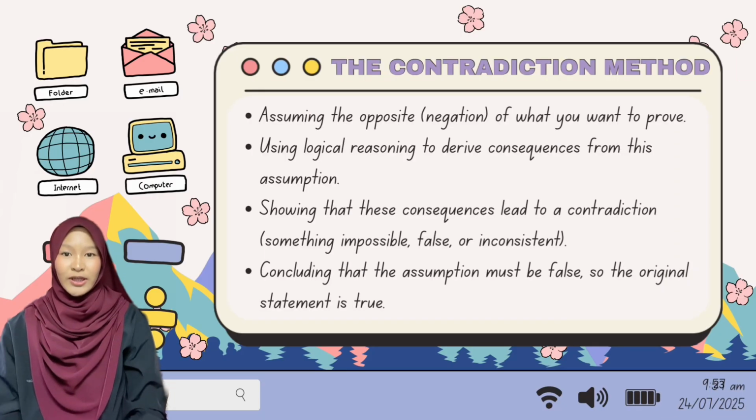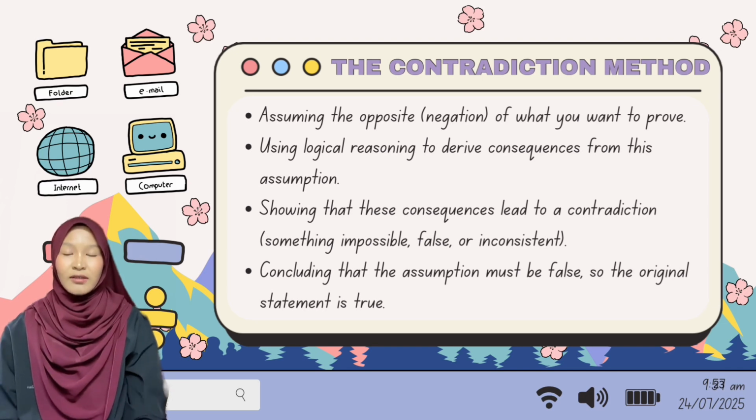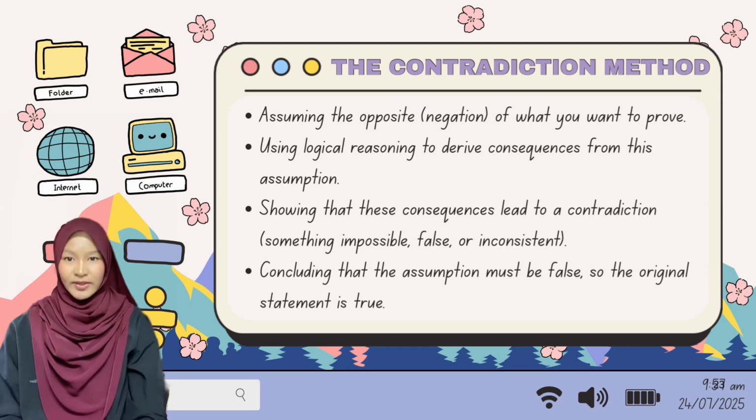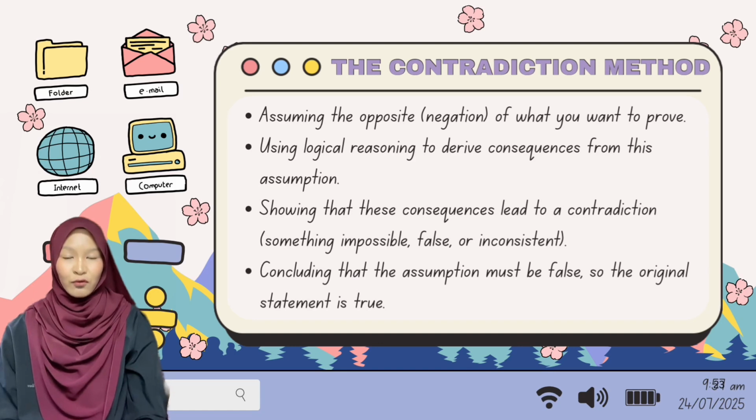I'm going to explain about the contradiction method. The contradiction method is when we assume the opposite, the negation, of what we want to prove, using logical reasoning to derive consequences from this assumption, showing that these consequences lead to a contradiction, something impossible, false, or inconsistent, concluding that the assumption must be false, so the original statement is true.